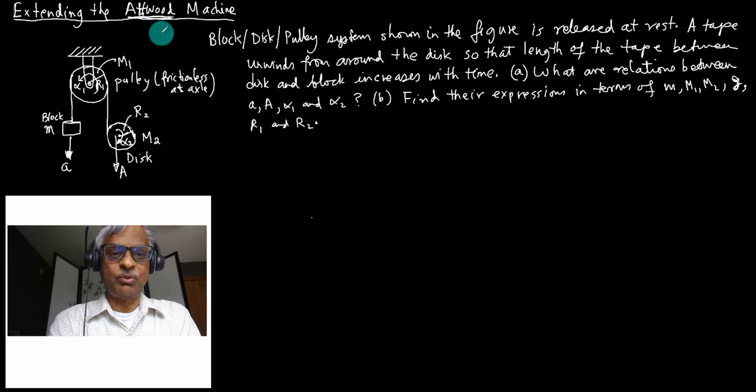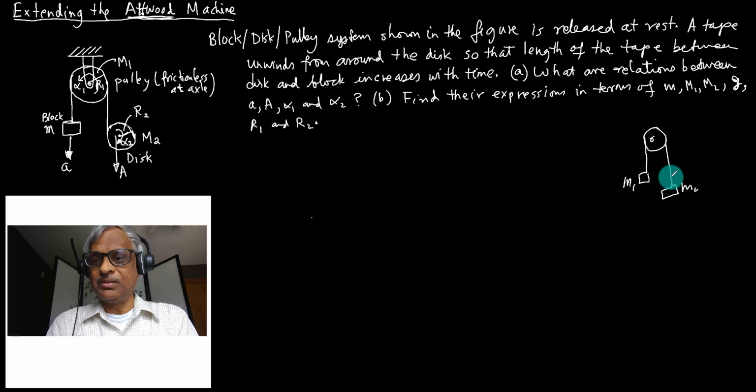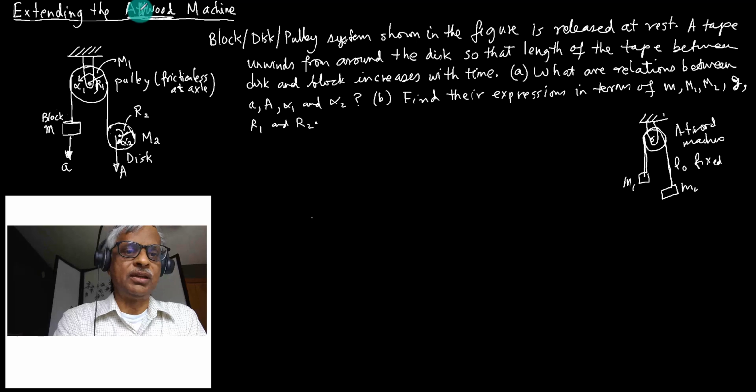This is the problem where you have a pulley and you have one block, M1, another block, M2. So these are blocks, and this string, its length L0 is fixed. It's not changing, and this thing is hanging like that. So this is the Atwood machine. This is just the standard Atwood machine.